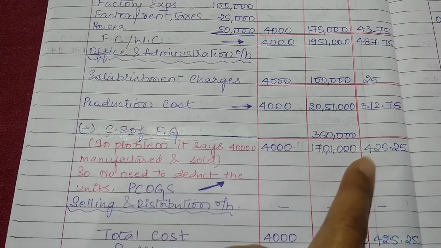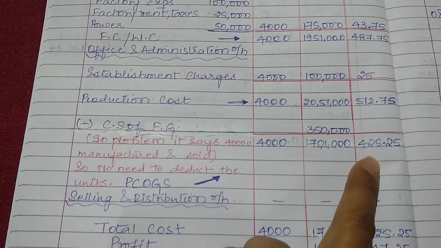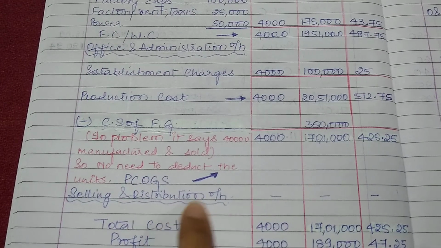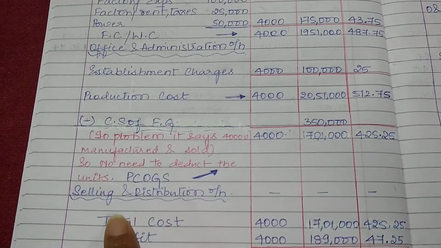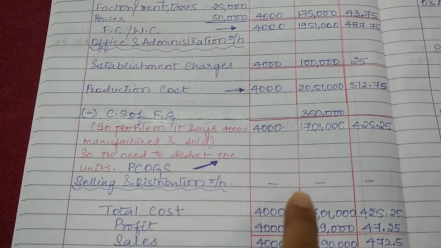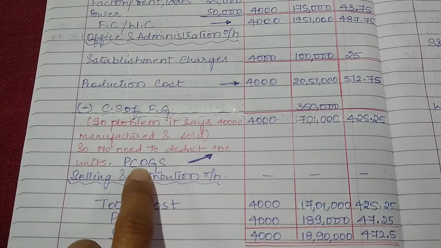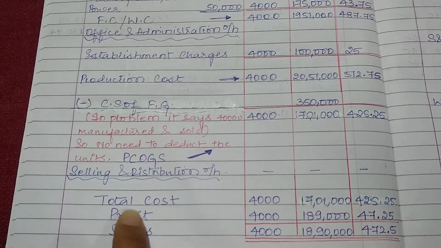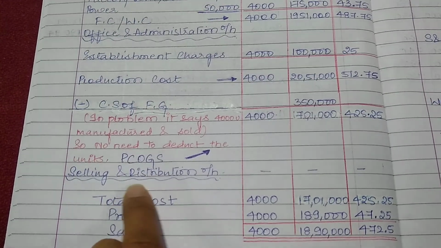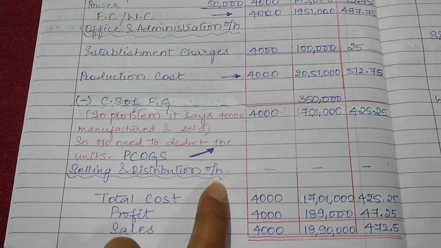So now I have taken the amount, I have taken the total, which is called the production cost of goods sold. Now under your selling and distribution there is nothing, so I am just writing it nil. So the total cost, the same thing, the production cost of goods sold is also called the total cost because there is no selling and distribution overhead.